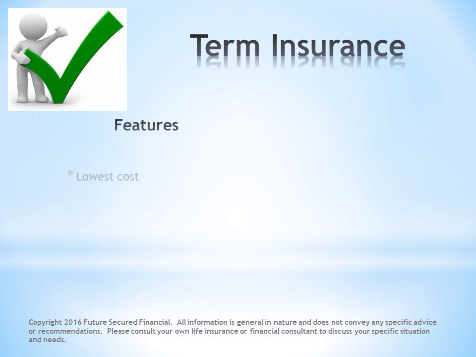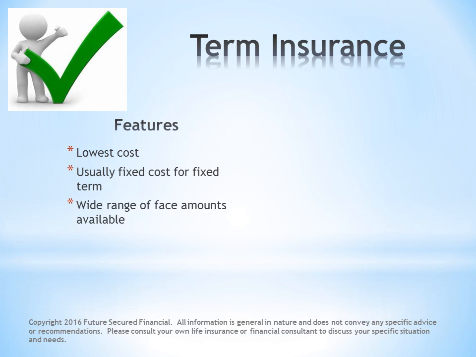Features of term insurance. Well, again, it's the lowest cost you can get. Usually a fixed cost for a fixed term. Now, what does that mean? Well, it means that if you want to have an amount of money paid out to your beneficiaries, it's going to be picked at some face amount. 100,000, half a million, million, whatever. You want to fix that cost in term insurance.